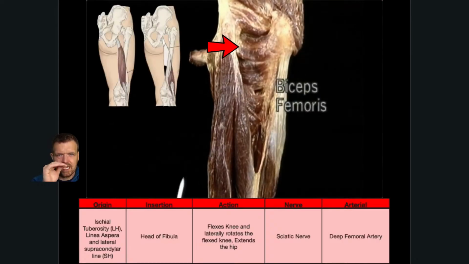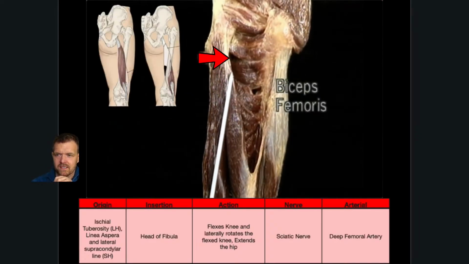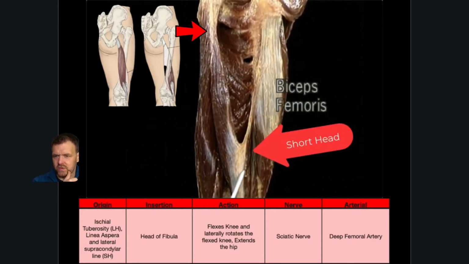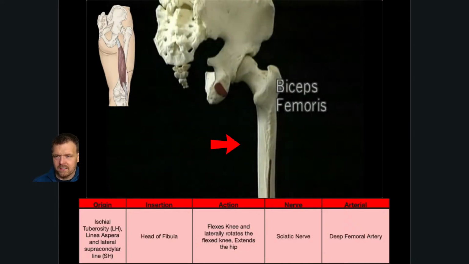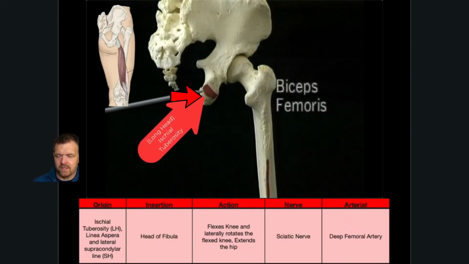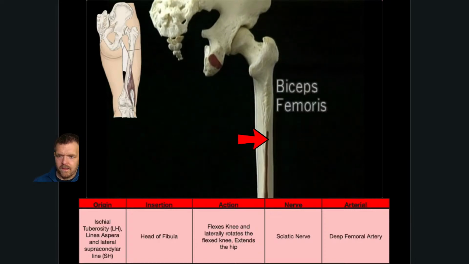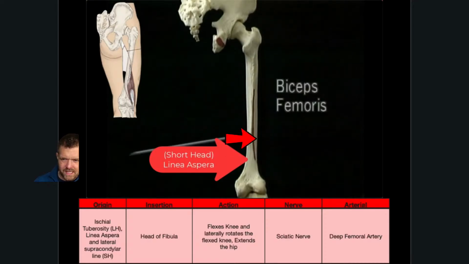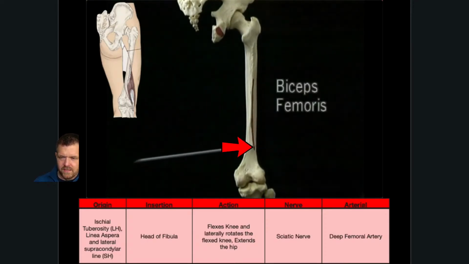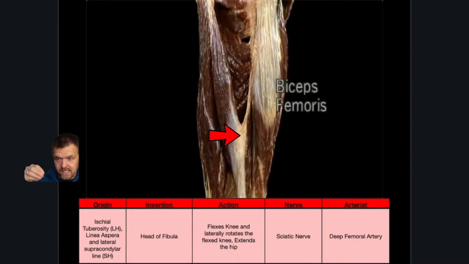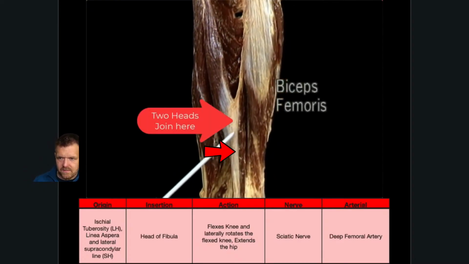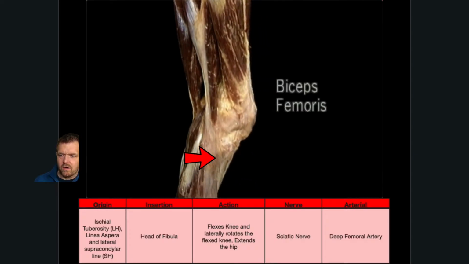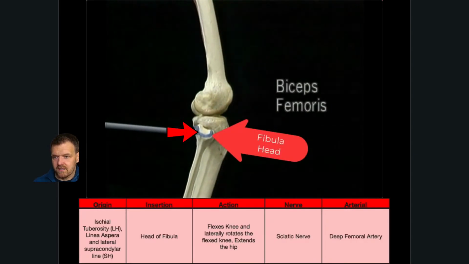This is going now to the fibula, down to the fibula head. So there it comes down here. So this is your long head, which attaches onto the ischial tuberosity. Short head starts lower down on the femur. So there's the long head attachment. There's the short head attachment just there. So that's your linea aspera. And then it comes down here as well onto that condylar ridge. And then both of those join together to form this tendon. There we go. That's them together. And then they attach onto the back of the fibula just there.